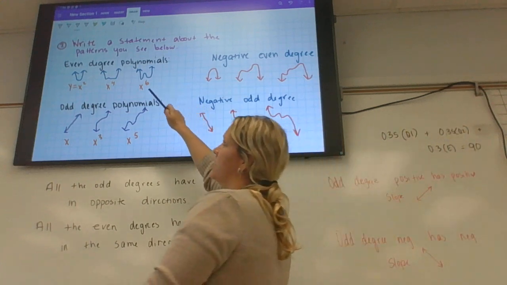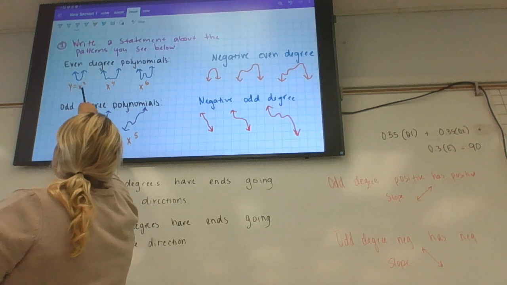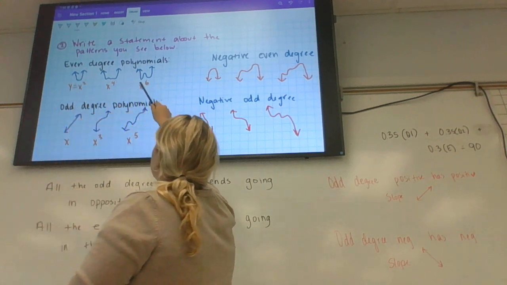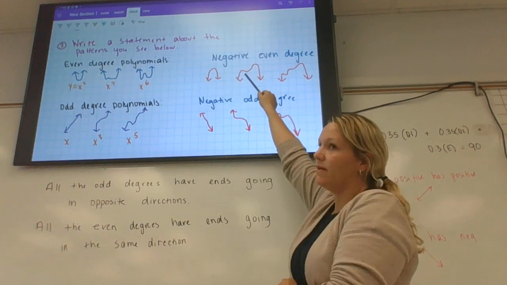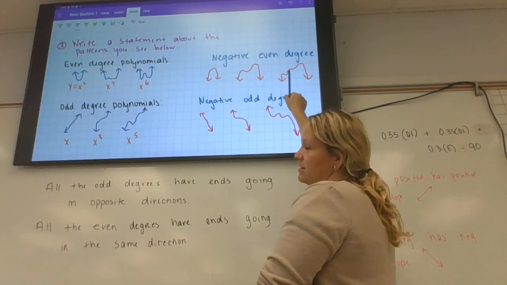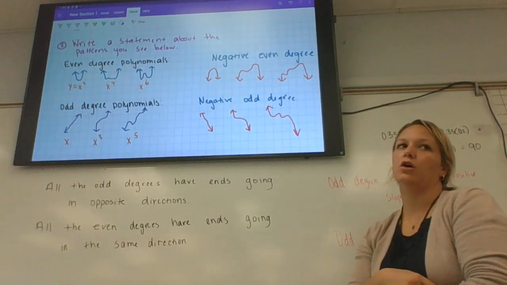So both of these are even degrees, this one and this one. So this would be like x squared, x to the fourth, x to the sixth, and this would be negative x squared, negative x to the fourth, and negative x to the sixth. What can you say about what those have in common?